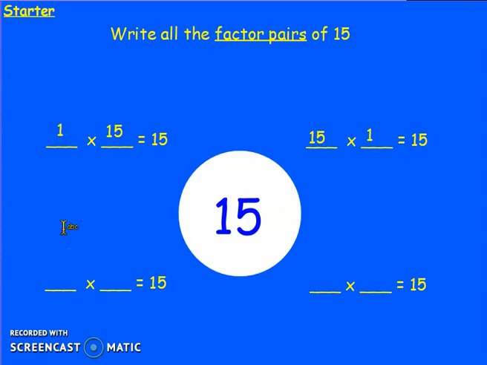Can you make 15 a different way? We've done 1. What about the 2 times table? Does 15 come in the 2s? No, it's an odd number. 3 times table? Yeah, let's count in 3s just to check. Count with me. 3, 6, 9, 12, 15. 5 times 3 equals 15.